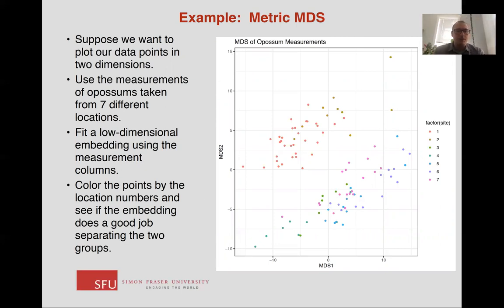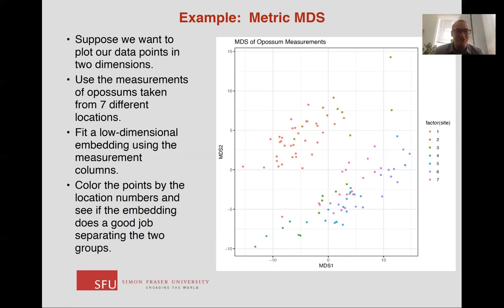So let's plot some points in 2 dimensions. And some data I have here, and this will be up on Canvas. It's measurements of opossums taken from 7 different locations. I'll call them burrows. I don't know if that's an actual name. If you guys know, let me know. Probably could just look it up, but I won't.